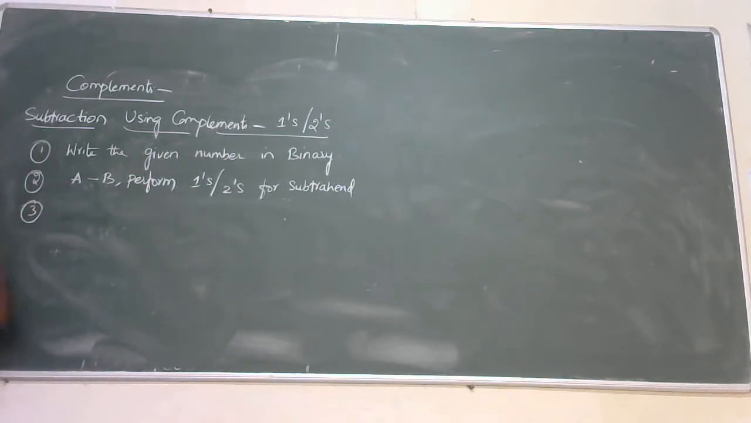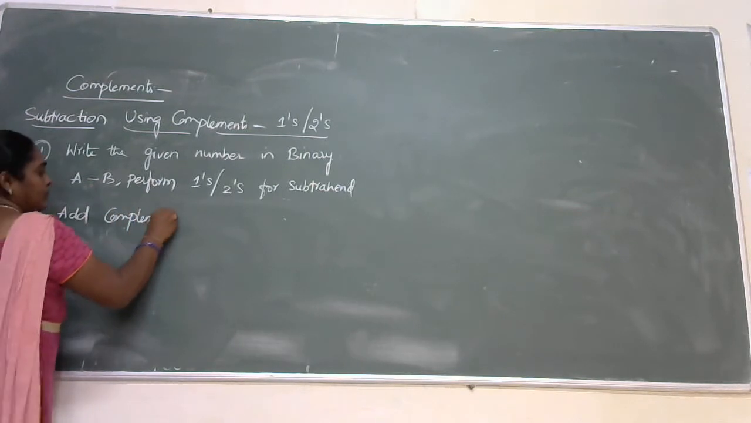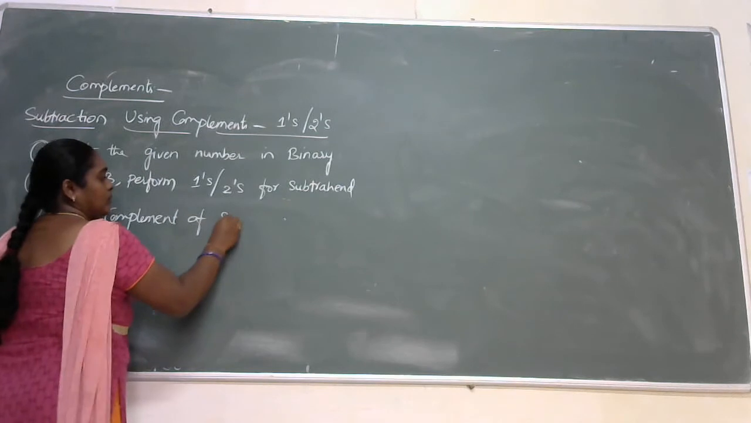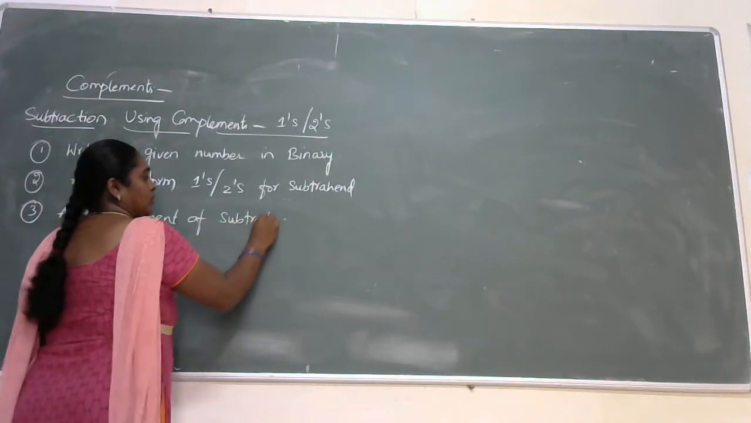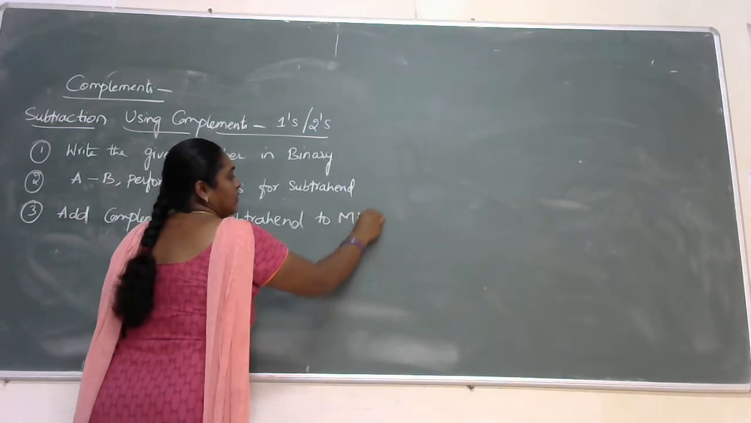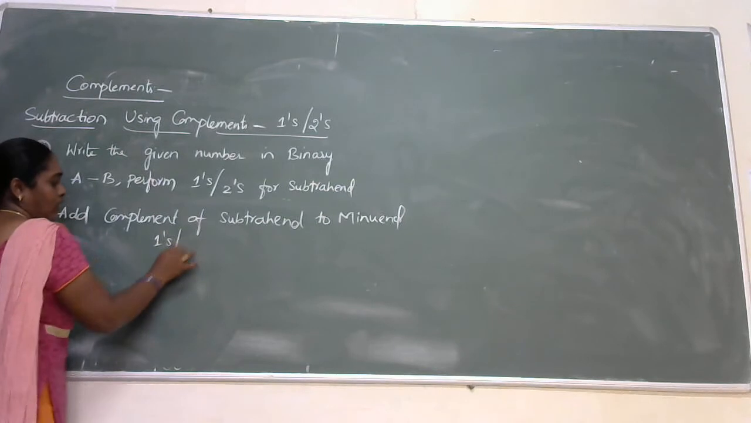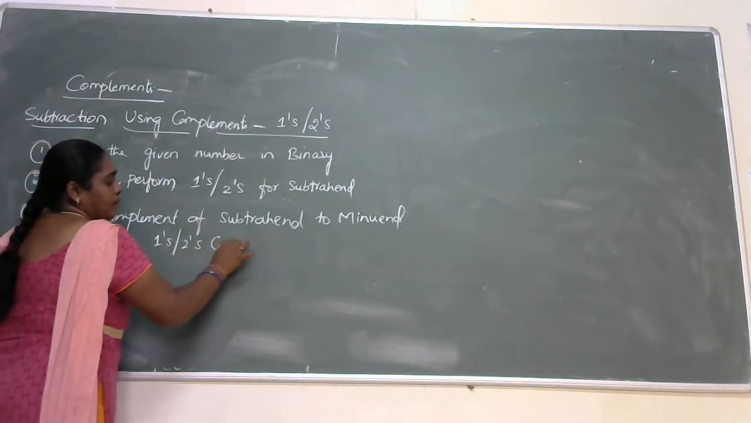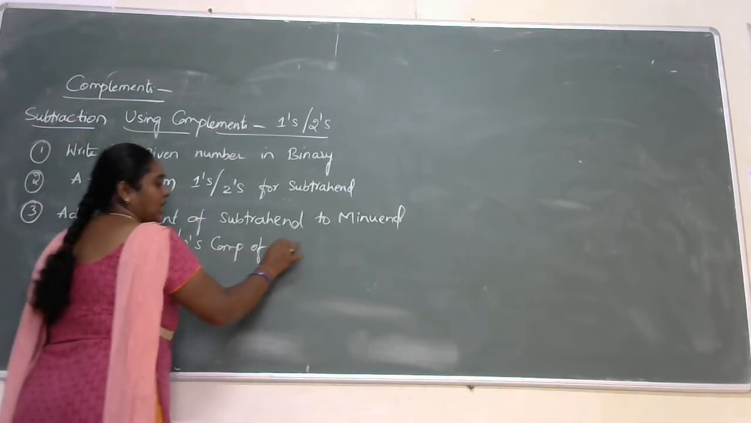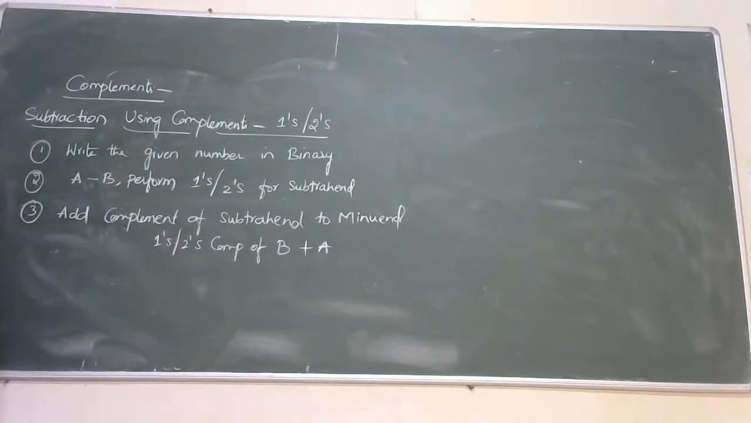And the third step is add the complement of the subtrahend to the minuend. So here that is 1's or 2's complement of B plus A. This is step 3.